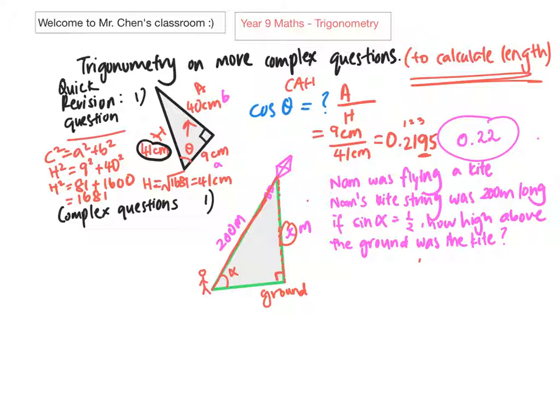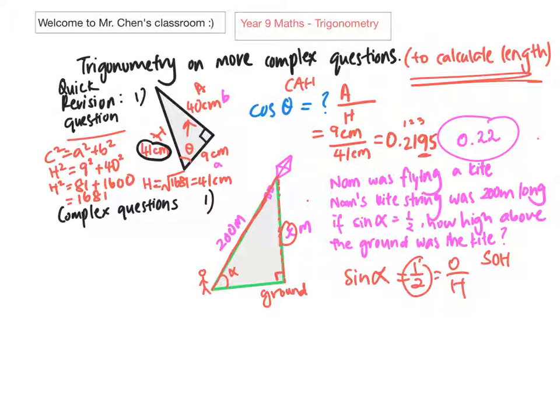So sine alpha is equal to 1 divided by 2. And sine, we know sine is equal to what? Opposite over hypotenuse. So that means when opposite is divided by hypotenuse, the answer has to be half.